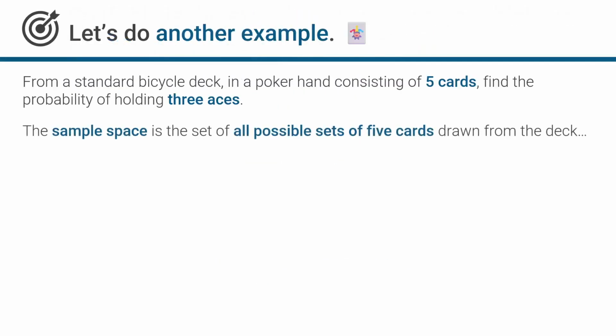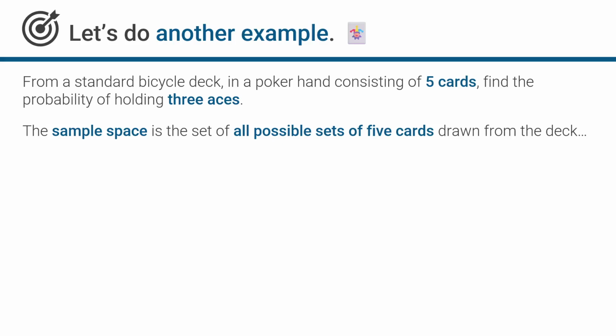Let's go through this. So from a standard bicycle deck. The bicycle deck is the playing card deck. How many cards do we have? We have 52 cards there. A poker hand consists of 5 cards. Find the probability of holding 3 aces. The sample space is the set of all possible sets of 5 cards drawn from the deck.